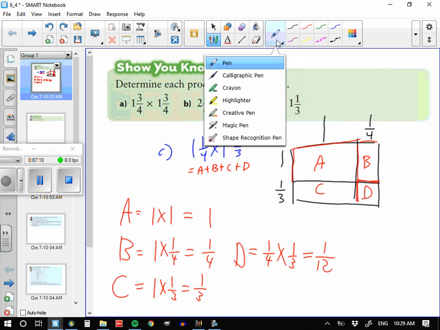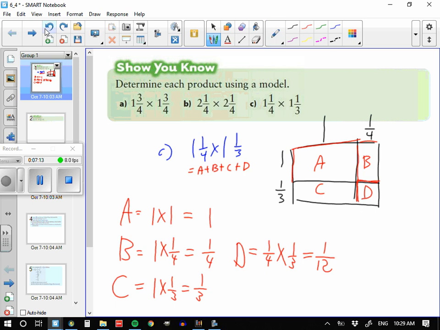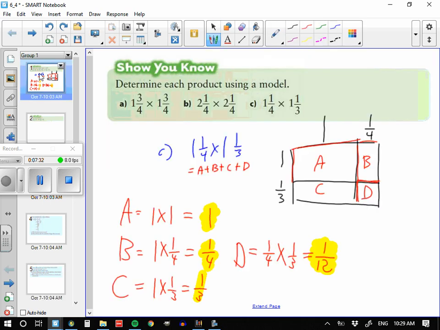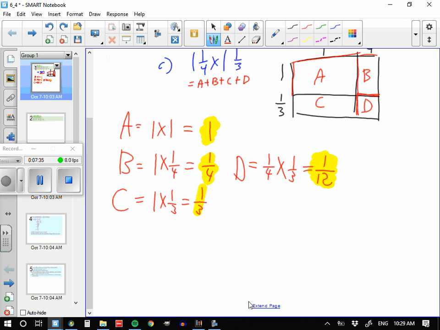So all 4 parts. The area of A is 1. The area of B is 1/4. The area of C is 1/3. And the area of D is 1/12. So if I take those 4 numbers and add them together, 1 plus 1/4 plus 1/3 plus 1/12, those 4 things added together will be equal to the product of 1 1/4 times 1 1/3.